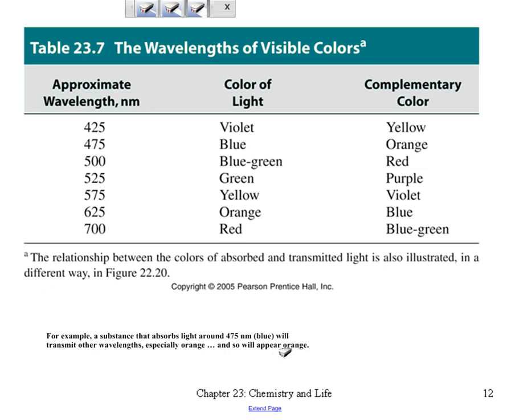All right, let's take a look. This is not, again, a table you should memorize, but if you know the approximate wavelength, the approximate color of light, you need to know the order, and you need to know that violet is shorter, red is longer. The complementary colors are what pass through when a certain color of light is absorbed.